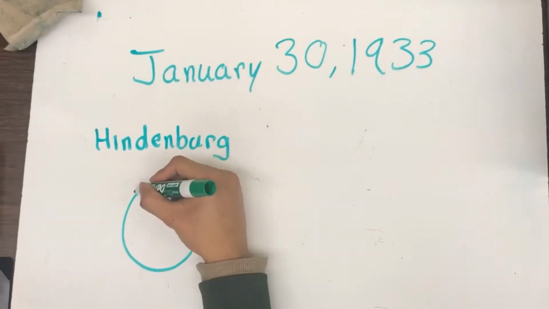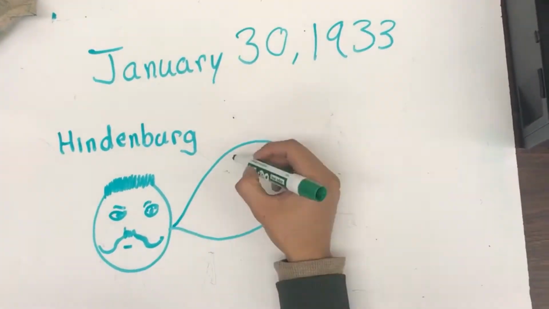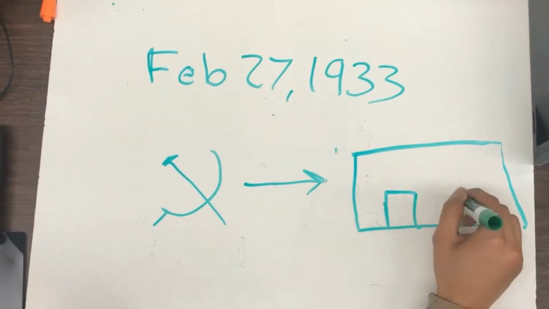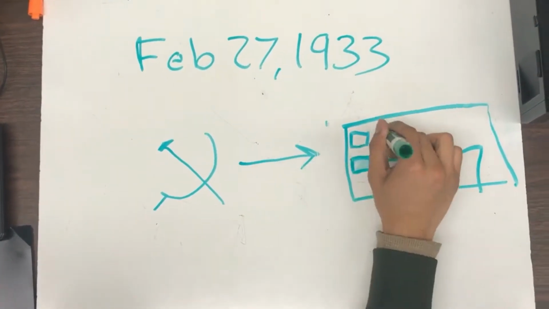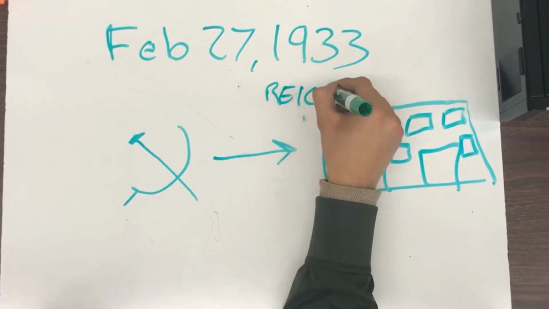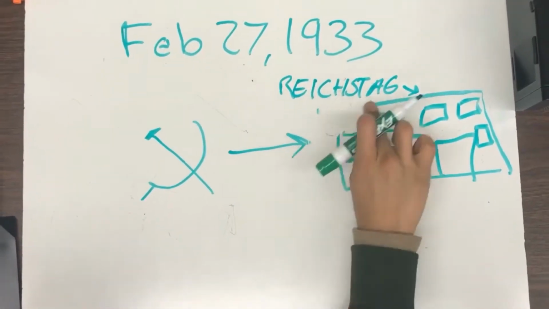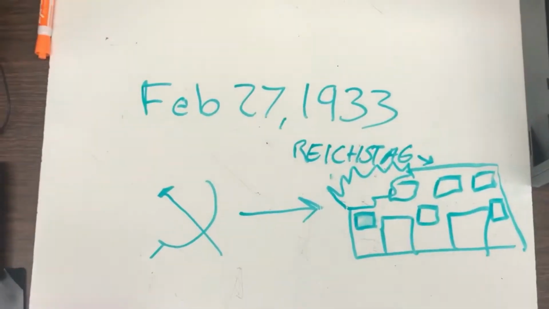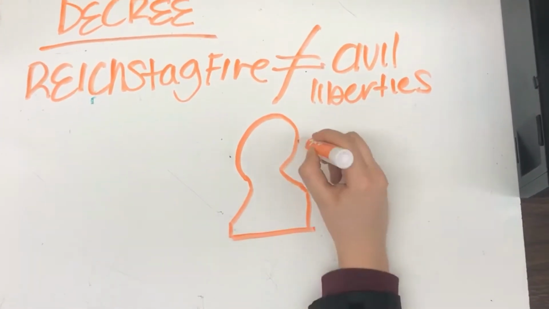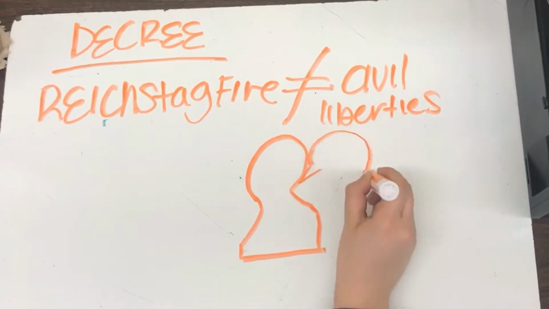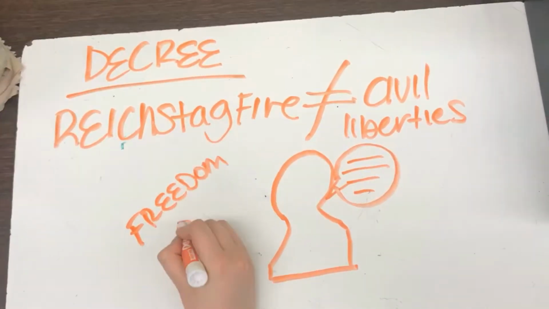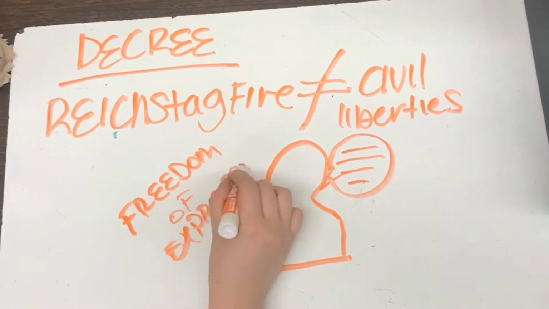On January 30th, 1933, President Hindenburg declared Hitler as chancellor in order to control him and his party. On February 27, 1933, a Dutch communist set the Reichstag building on fire. Hitler used this attack as a way to label all communists as the enemy of Germany. Hitler then pressured President Hindenburg to issue the Reichstag Fire Decree, which abolished many civil liberties, including the freedom of expression and the freedom of speech, to counter the ruthless confrontations from the Communist Party.